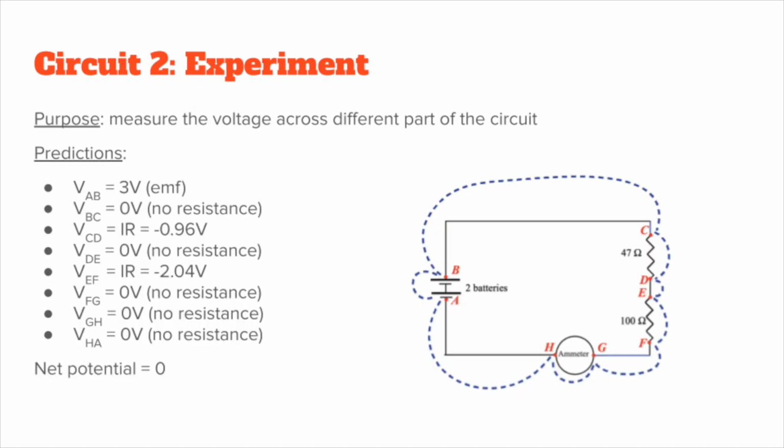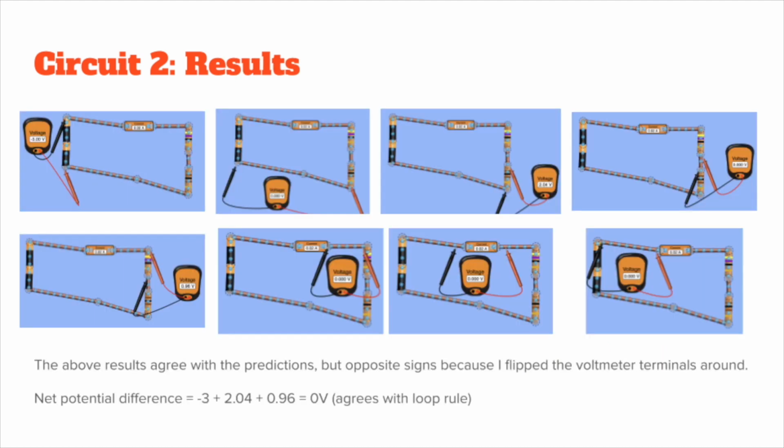We then take out one of the ammeters and, using a voltmeter, measure the potential difference across the different parts. Our predictions are that across the two batteries it should give us the EMF, which is 3 volts. Across the 47 ohm resistor it should be negative 0.96 volts since it uses up some of that EMF. And across the 100 ohm resistor it should be negative 2.04 volts, while the rest of the components have 0 volts because they have 0 resistance. The results show, which you can pause the video and take a look, that it does actually agree with the predictions made about the experiment, just that the voltage values are flipped because I flipped the terminals during this experiment.